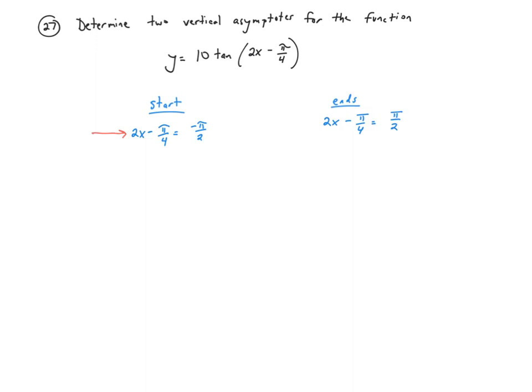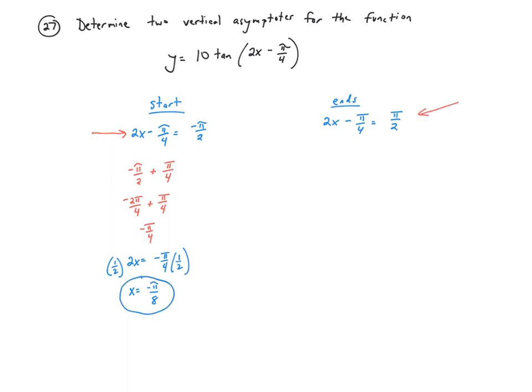For this equation, we need to add pi over 4 to both sides. Here is our side work. To add fractions, we need a common denominator. We'll get negative pi over 4. Therefore, 2x equals negative pi over 4. To solve for x, divide by 2 or multiply both sides by 1/2. We'll get x equals negative pi over 8. So here is one of the vertical asymptotes.